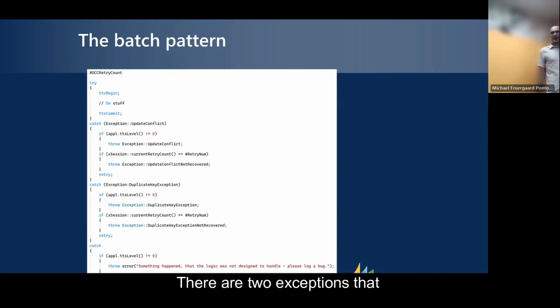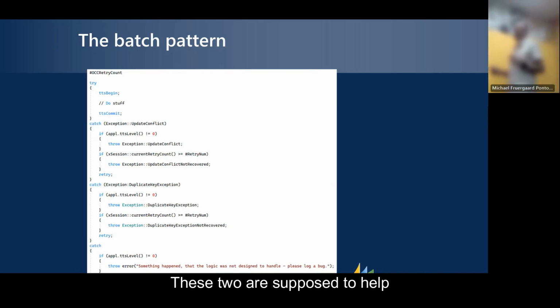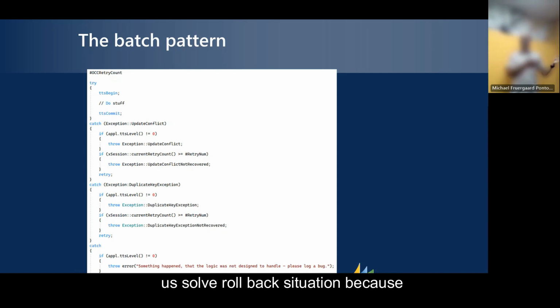There are two exceptions that can be caught inside a transaction. One is an update conflict, and one is a duplicate key exception. These two are supposed to help us solve rollback situations, because sometimes we can actually recover from these.